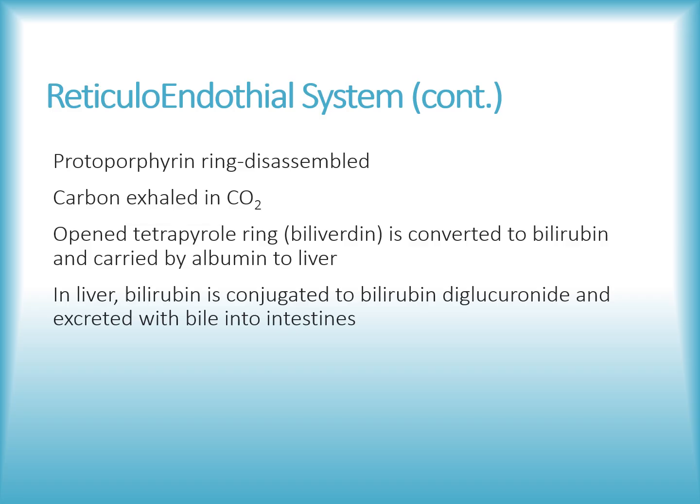Continuing on with the reticuloendothelial system, the protoporphyrin ring is going to be disassembled. Remember that protoporphyrin ring that is a part of the heme group. There is a carbon component associated with that protoporphyrin ring. It is going to be exhaled as CO2 waste. And then an opened tetrapyrrole ring, which we call biliverdin, is converted to bilirubin and carried by albumin, which is one of our other carrier proteins, to the liver for processing.